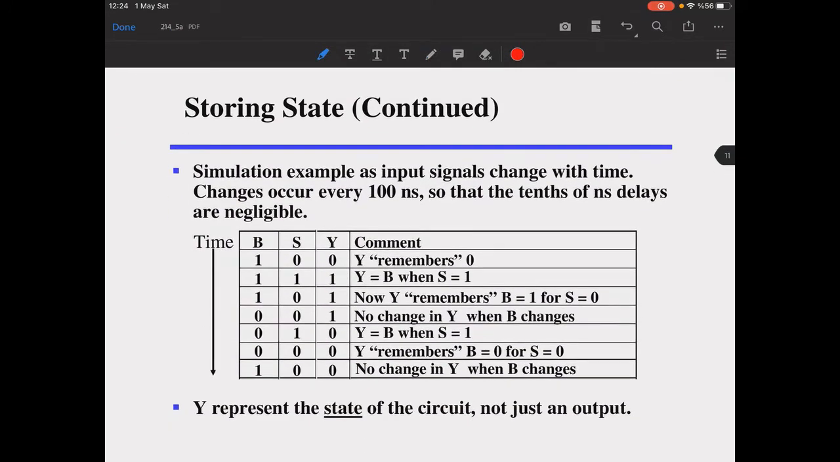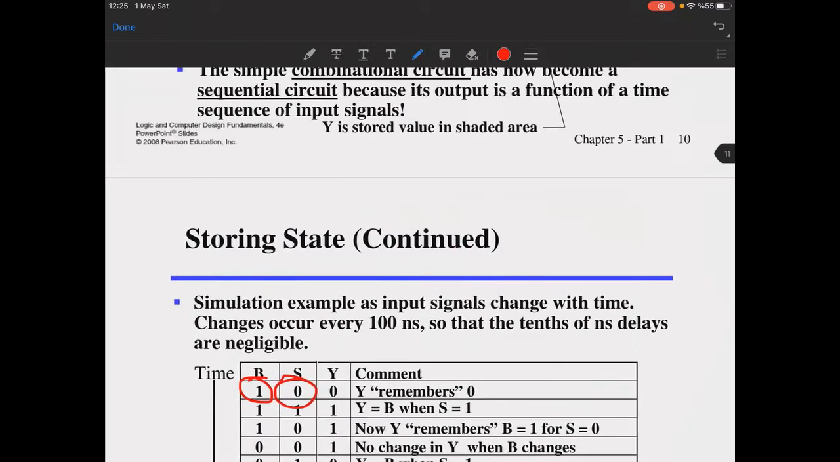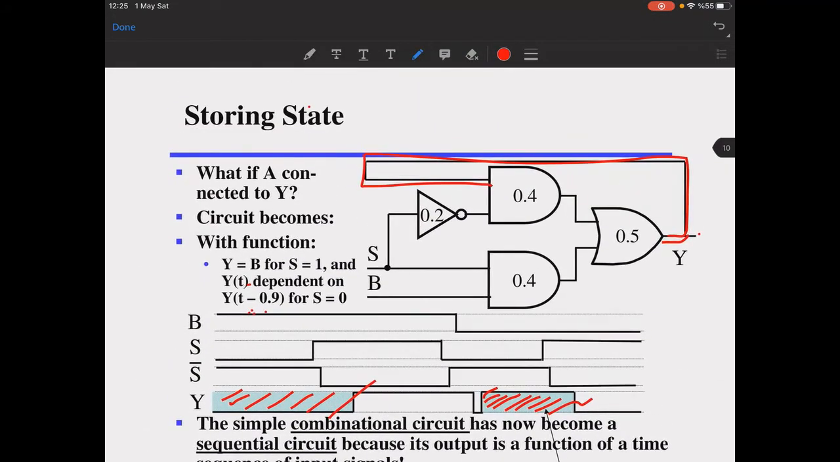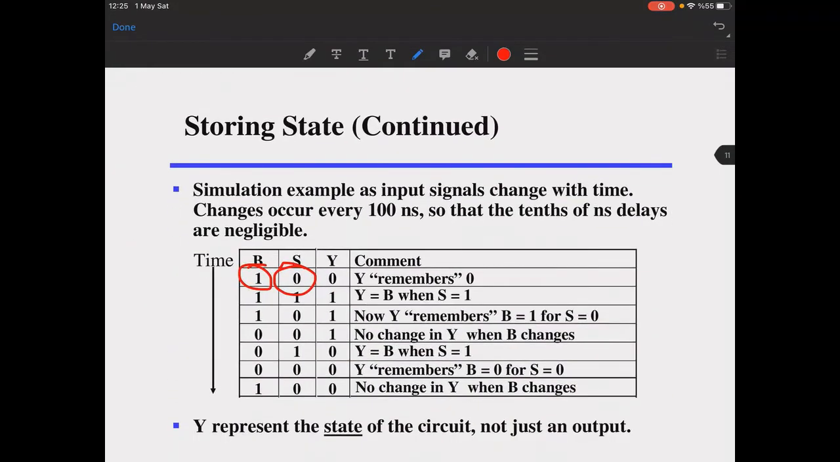In the simulation example, input signals change with time, and suppose that changes occur every 100 nanoseconds, so that tenths of nanoseconds delays are negligible here. If you have b equals 1 and s equals 0, it means that if s is 0, you are in the remembering state. See, y remembers its previous value.